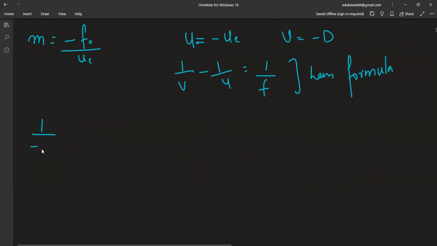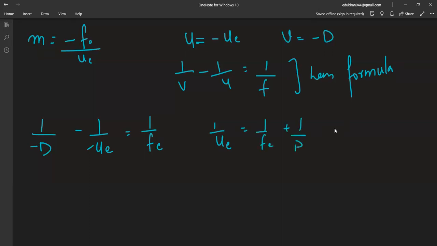So 1 by minus D minus 1 by minus UE is equal to 1 by FE. So 1 by UE is equal to 1 by FE plus 1 by D. Or you can take 1 by FE common. So this is 1 by FE by D.